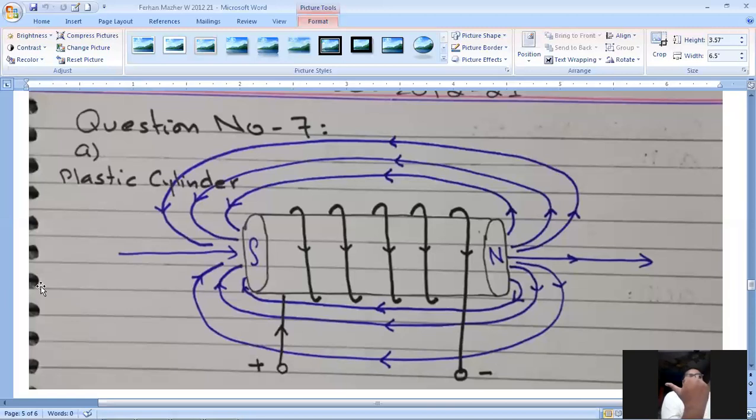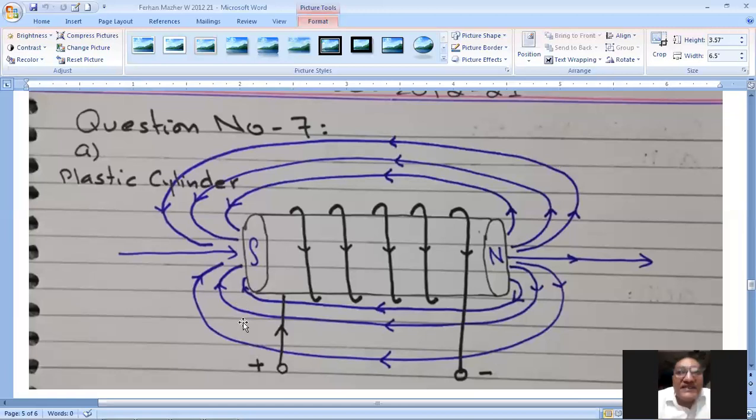If you hold the solenoid in your right hand in such a way that your fingers are in the direction of the current, then the thumb of your right hand will be pointing towards the north. So this end will be north, and that end will be south. From here, the magnetic lines will be coming out, and they are going into the south.